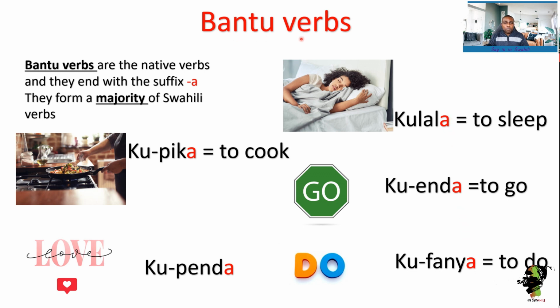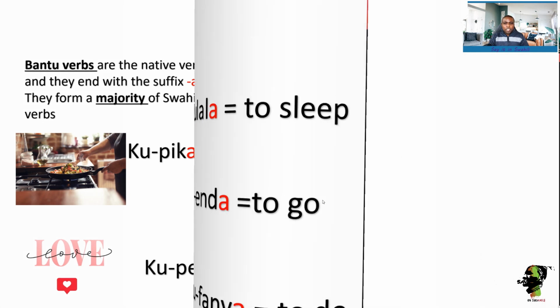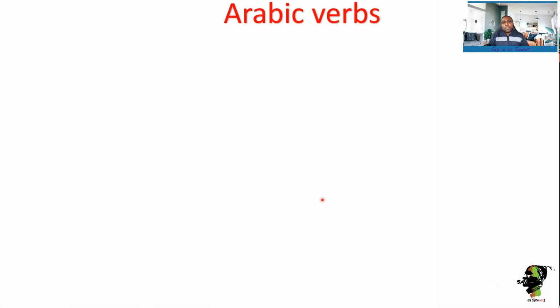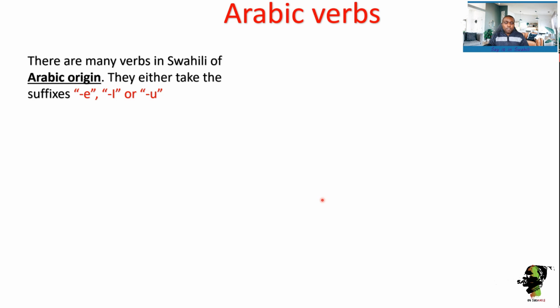Very important to know that kwa Kiswahili, because you will be working with a lot of verbs. The other category of verbs that I wanted us to have a look at are the Arabic verbs. And Arabic verbs in Kiswahili end with the suffixes e, i, or u. Very important, they come from the Arabic origin, and we're going to be looking at some of these verbs.